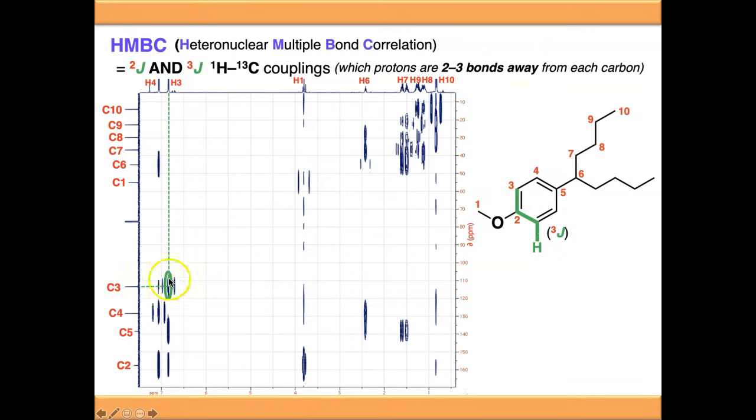So that's what happens if you get a signal from the proton coupling to itself, if you like. It's not a 1J coupling, it's a 3J coupling. It's just that your molecule must have something like this situation in it.